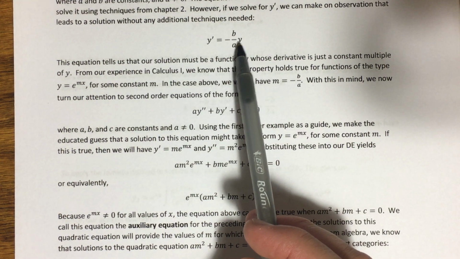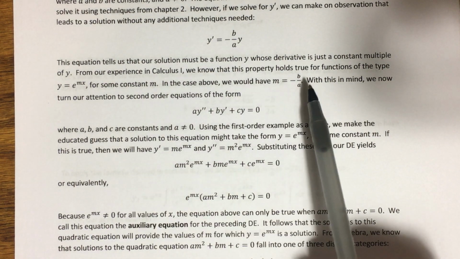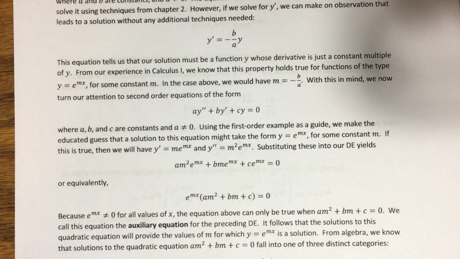In this particular case, if I'm looking for a solution to this, the m that would be appearing here is just negative b over a. But the point is that it's a constant. So even without separation of variables or integrating factors, you can come to that conclusion pretty quickly. Now, that's for the first order case. What about the second order case?